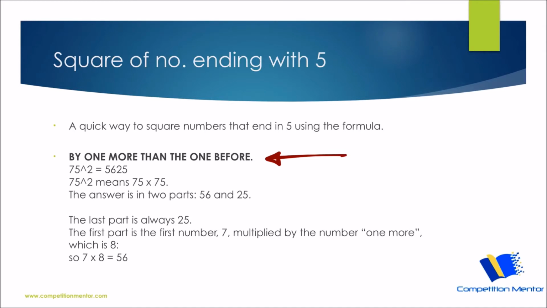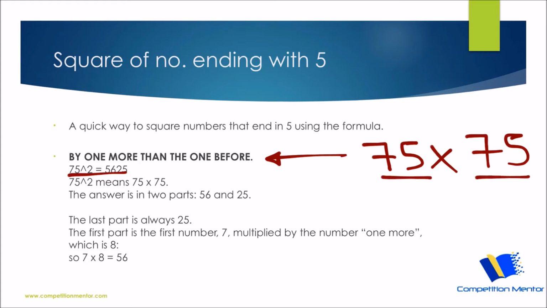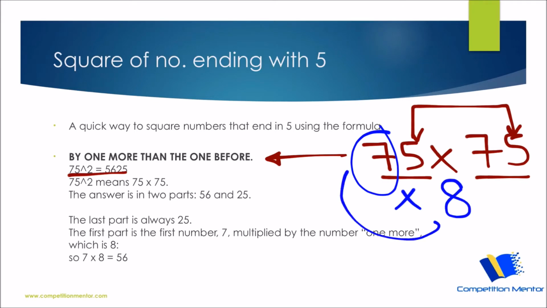See, 75 square is discussed here, right? 75 square is 5625. So 75 square means 75 into 75. Now you can consider them as two parts, this is 75, this is 75, and as per our prerequisite, both numbers end with 5, right? That's the meaning of 75 square. So the basic funda is, you take the 7, add 1 and multiply. When you add 1 to 7, you get 8. So 7 into 8 is 56. That is your first part, and your last part will always be 25, that is 5 into 5, right?